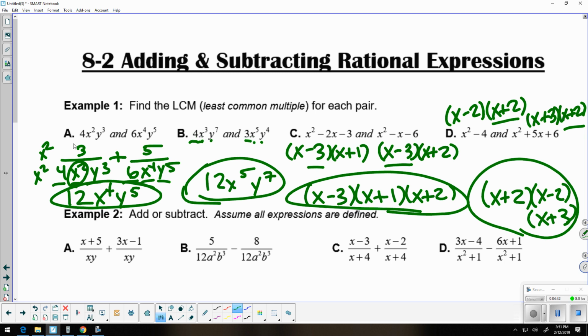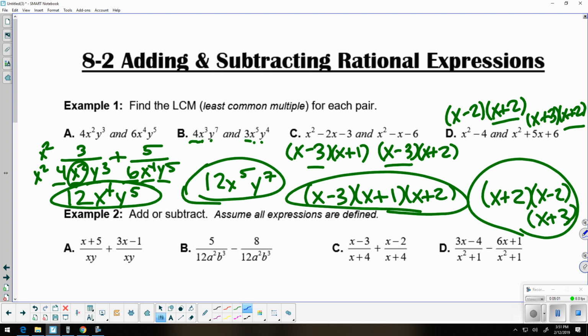For some reason that's always confusing at first, but once you see, again, getting your common denominators, this will all kind of come together more. So for the next examples, example 2, going all the way across, it just says to add, and it says to assume that all expressions are defined. So we don't have to say what x cannot be equal to. We're just adding or subtracting, okay?